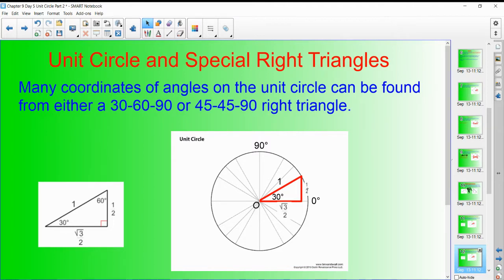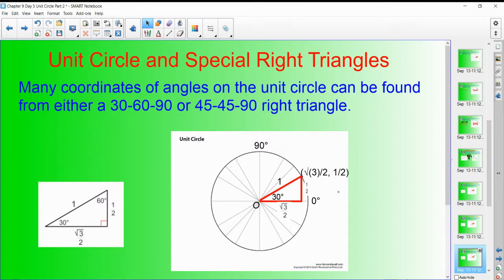And there it is. I copied it on there. So if my hypotenuse is 1, then my height is 1/2. My base is square root of 3 over 2. So that's what it's like as a coordinate. It's square root of 3 over 2 for x, comma, 1/2 for y.